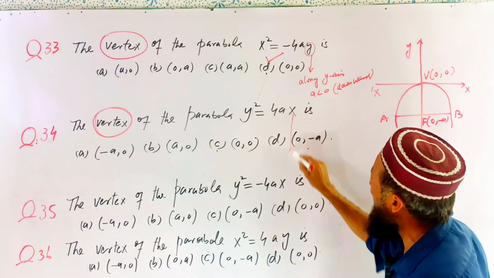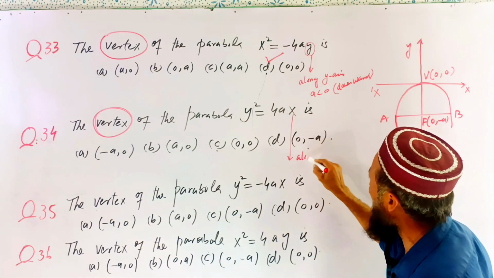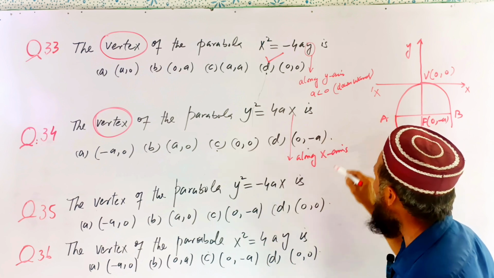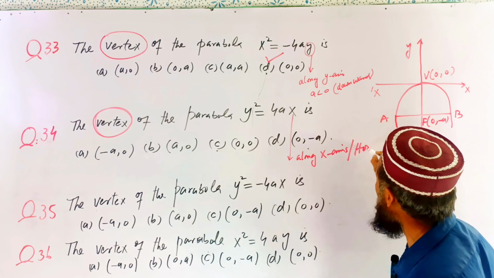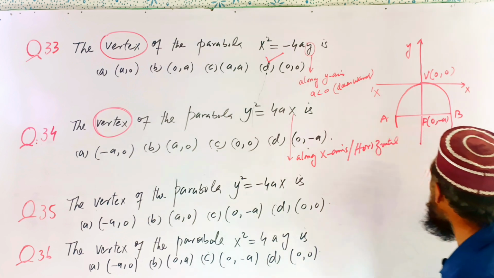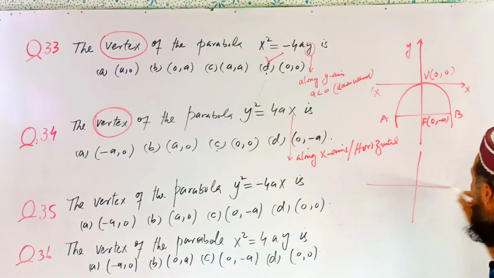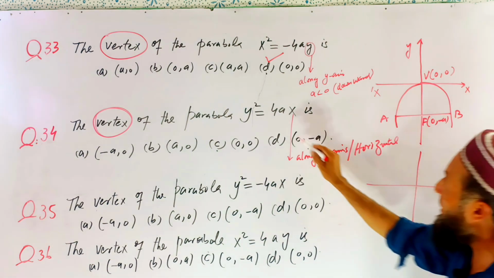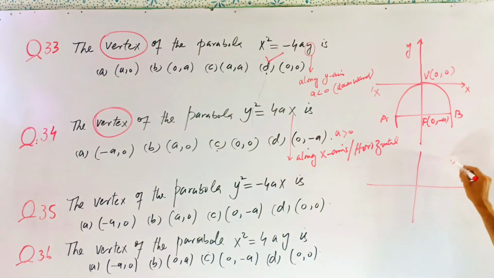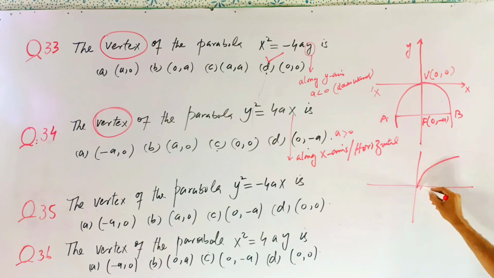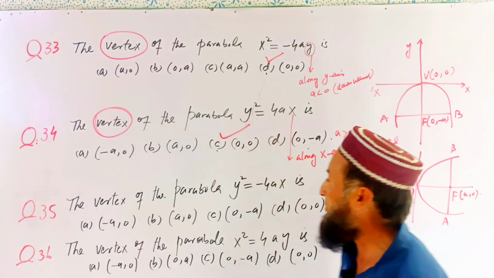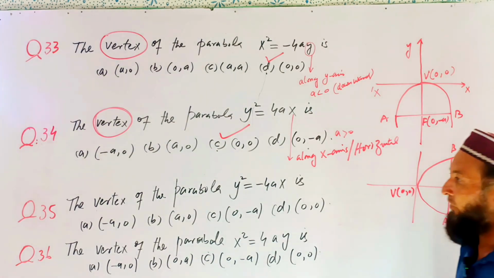Look here, the parabola is along the x-axis, or we can say horizontal form. So the parabola is changed again here, and a is positive, a is greater than 0, the parabola is along the x-axis, the vertex is x is equal to 0, y is equal to 0. Again here option C is the correct option.